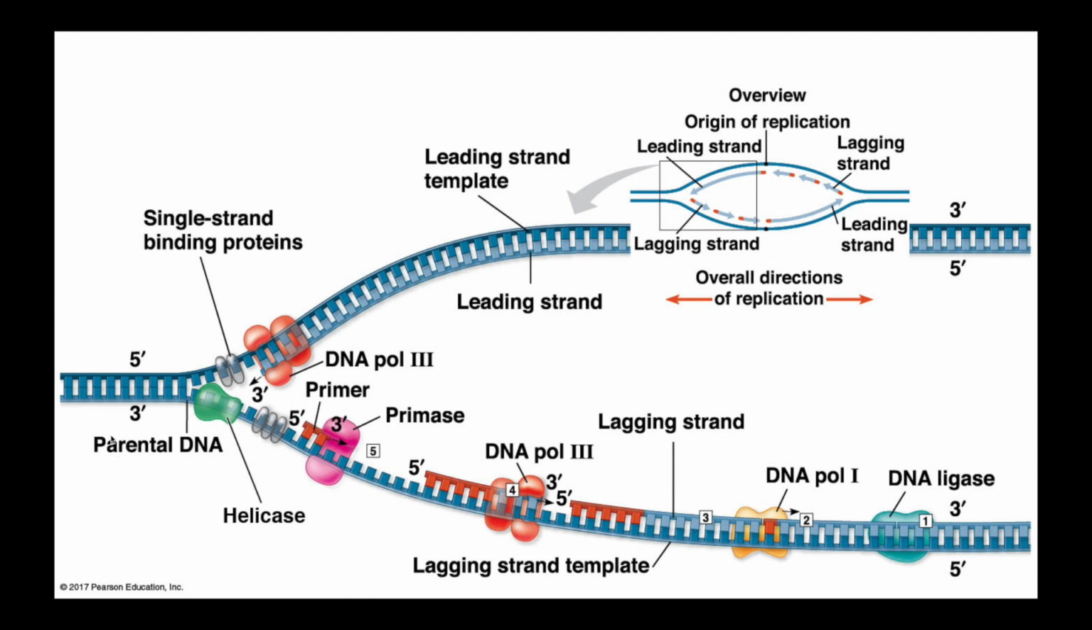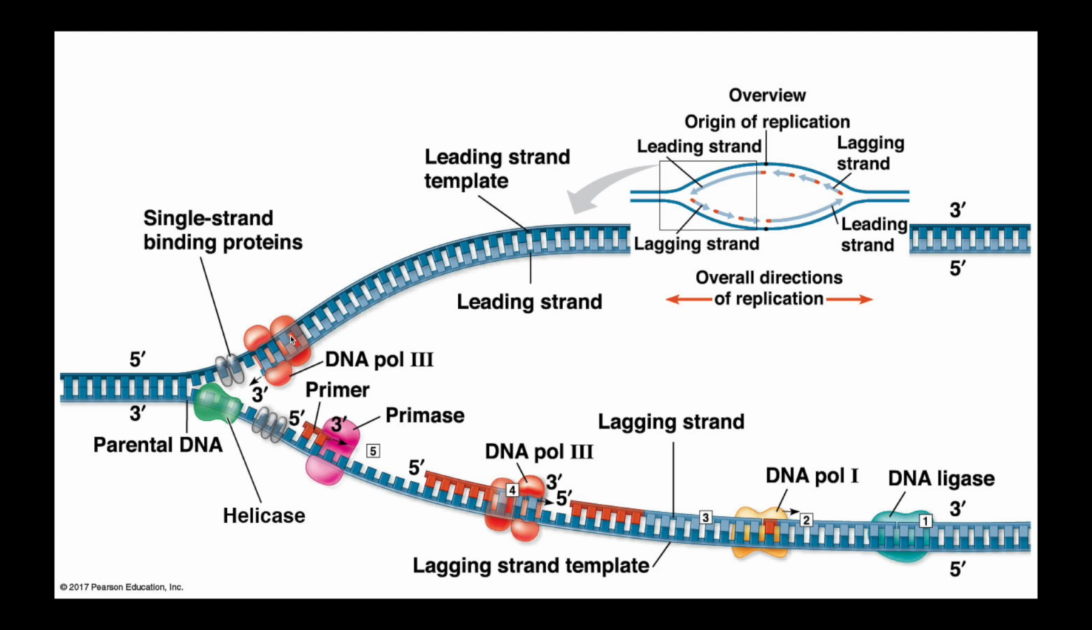Topoisomerase is not shown here, but if we had topoisomerase shown, it would be on this side of the helicase, and it would basically be unwinding the strands so that the helicase could then come in and separate the hydrogen bonds between the nucleotides. As that occurs, single-stranded binding proteins are going to hold the strand open.